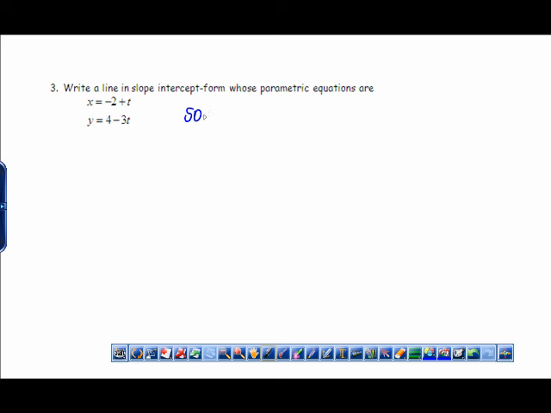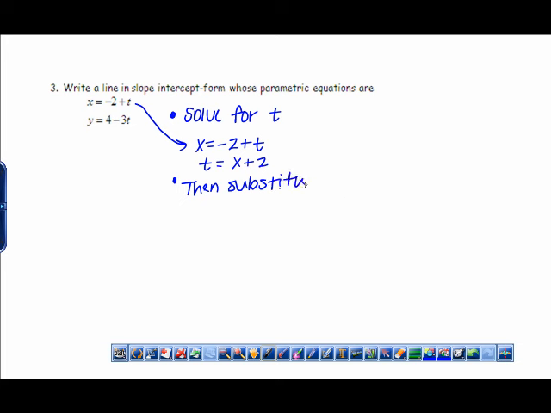Okay, first what we're going to do is solve for t. Now I could actually do this in either equation, but I'm going to do it in my first equation. So if I have x equals -2 plus t, what does t equal? Okay, t equals x plus 2. And so that's first. All right, I'm going to put little bullets here. Then we're going to substitute. And guess which equation we're going to use now?